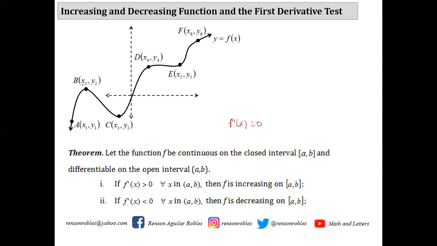For instance, at point B and point C, you can draw a horizontal tangent, okay? And we know that whenever you can draw a horizontal tangent, that is where your f prime of x is equal to 0. So at point B, f prime of x2 is equal to 0, and at point C, f prime of x3 is also equal to 0. Whenever f prime of x is equal to 0, you can draw a horizontal tangent, and that is where you can find the relative points of the graph of the function.